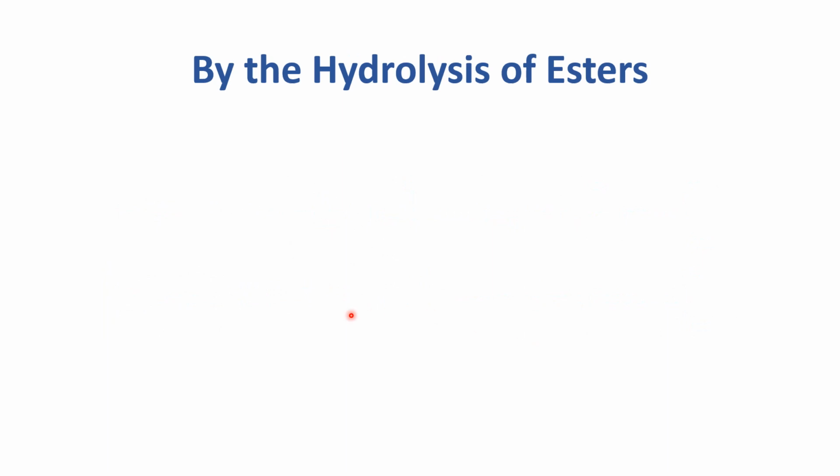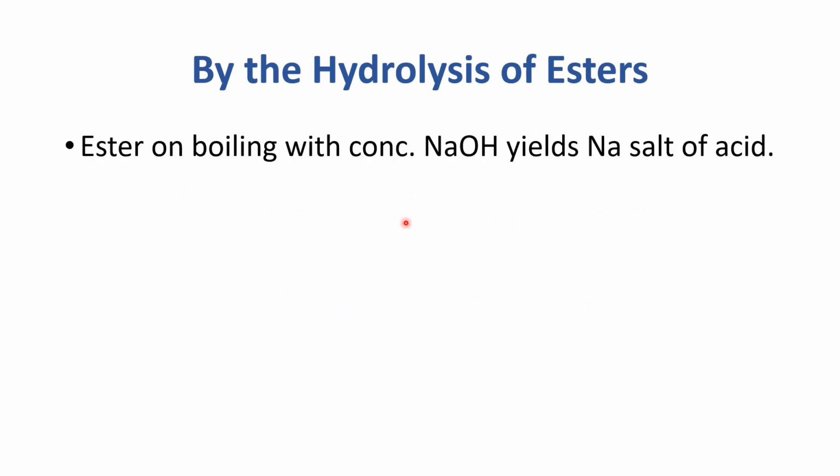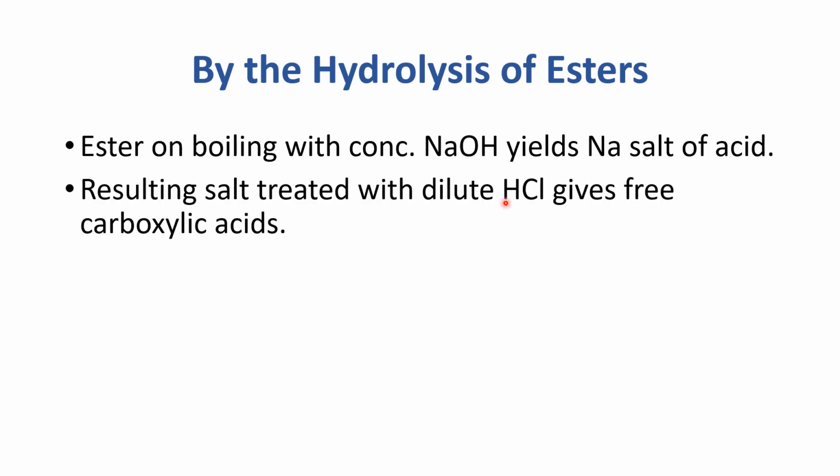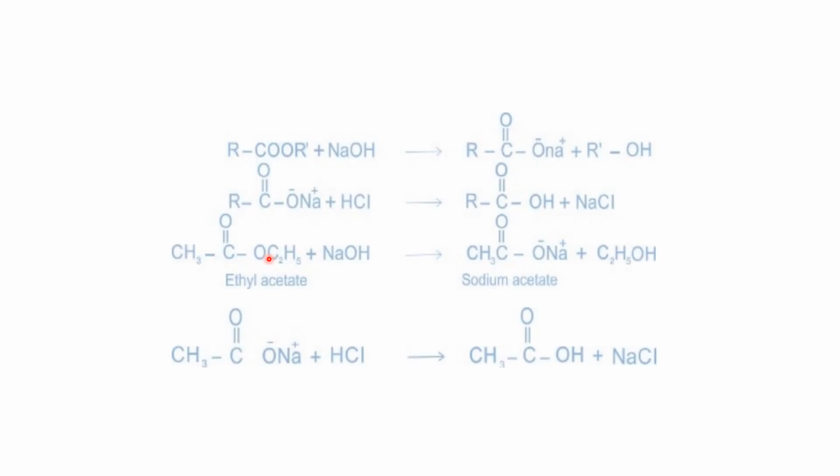Next is by the hydrolysis of esters. Ester on boiling with concentrated sodium hydroxide yields the salt of the acid, and you can treat that salt with HCl to obtain the carboxylic acid. Here we have the reaction. Whenever you treat an ester with sodium hydroxide, you will get a salt, and by treating that salt with HCl, you get a carboxylic acid.